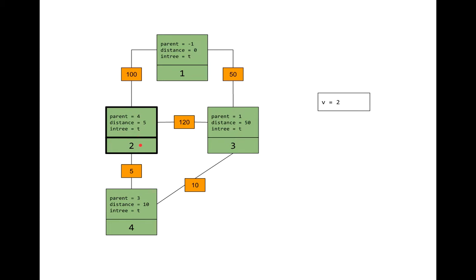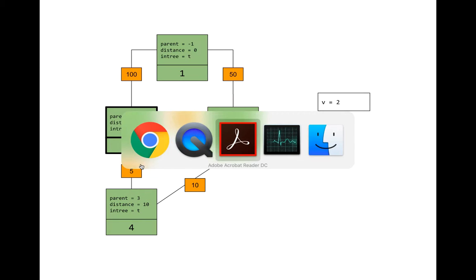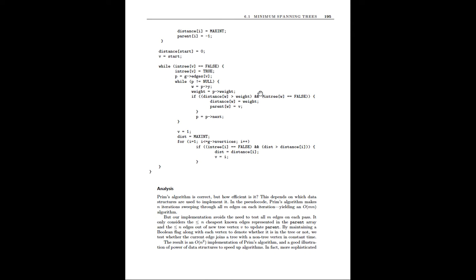We set in_tree for city 2 equal to true, and we consider all of its edges, or all of the roads that come out from it. Now, you might say at this point, we don't have to do this, right? Because we've already gotten to all the cities. But I'm just executing the algorithm as it's written. The algorithm doesn't know that we're done yet.